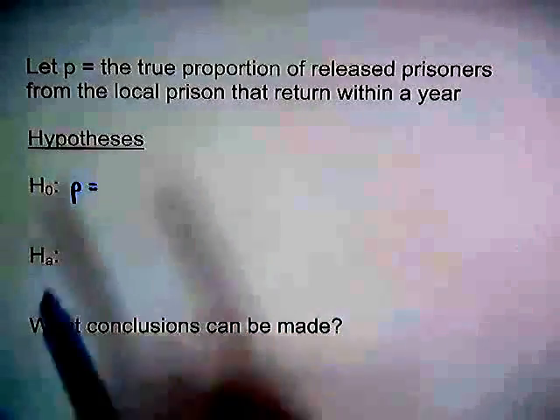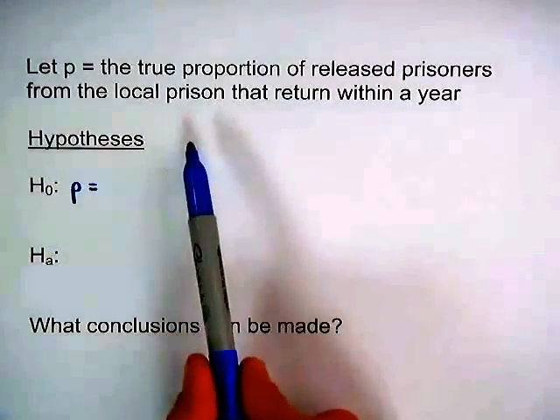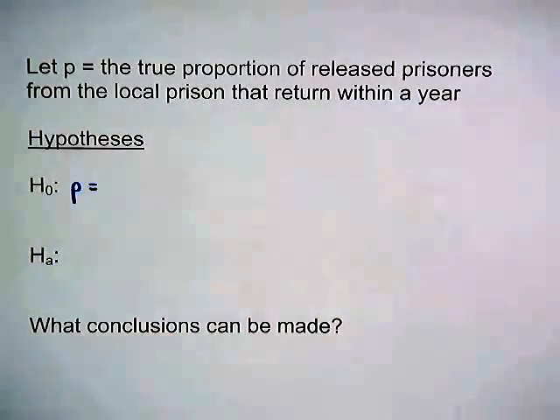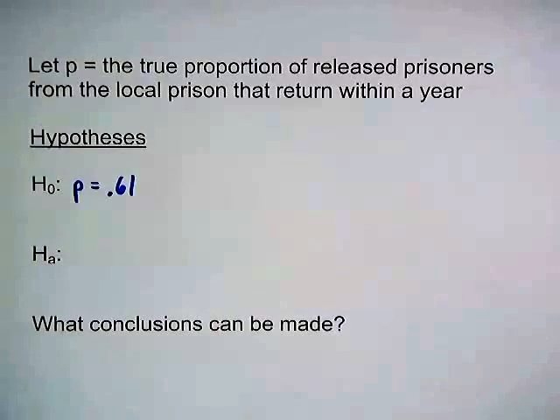So what we're going to do is assume that the local prison has a release proportion the same as it is nationally. So we're going to assume that the population proportion here is 0.61 or 61%.